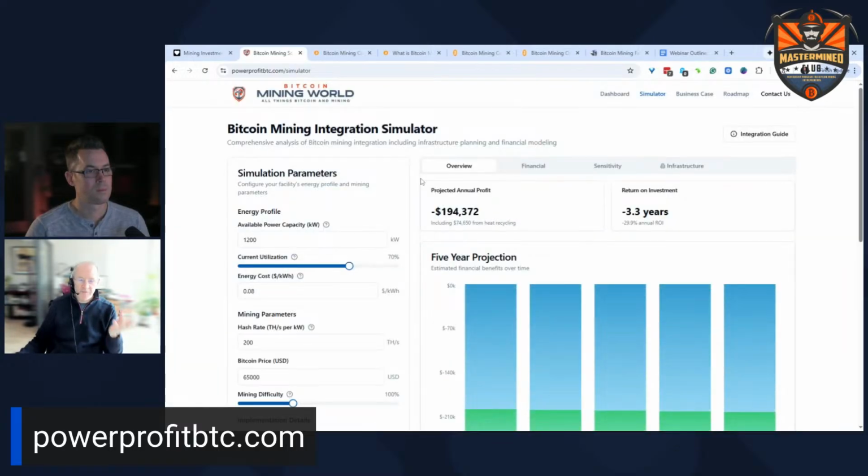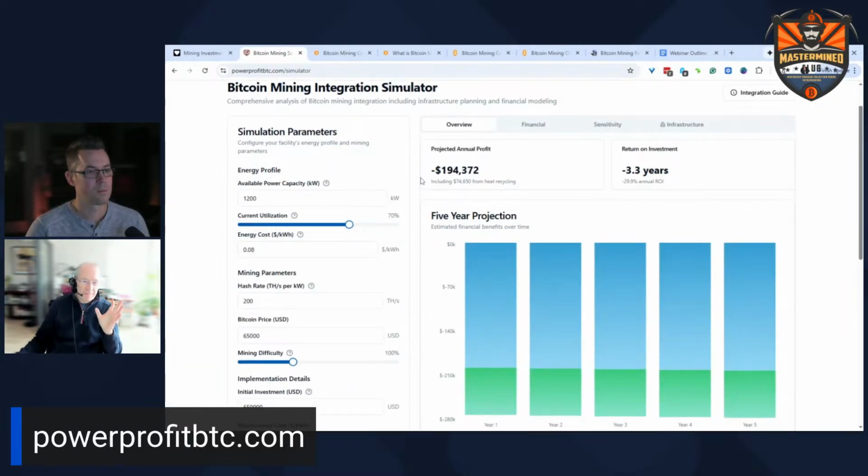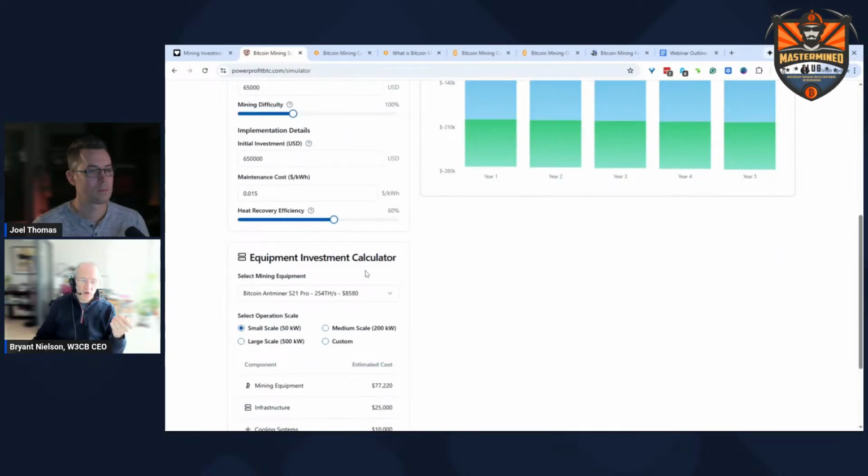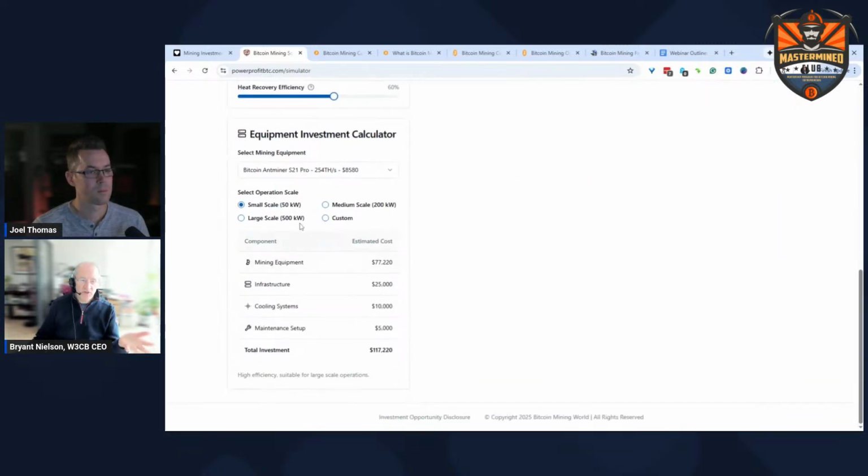So here is a very similar tool. This tool is kind of identical in the sense that it allows you to look at it from a power and infrastructure perspective. I don't want to go through every little step here, but you have a lot of variables that you can start to put in. You can put in equipment investment calculators in terms of how big of an operation you want to build out. It gives you estimated costs. So you can say, what is the mining equipment that I want to choose? This is what it is. How big of an operation am I looking for? And then it gives you an estimated cost of what it would take to build that out.